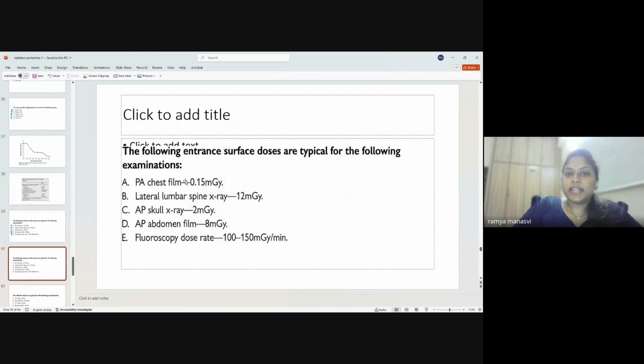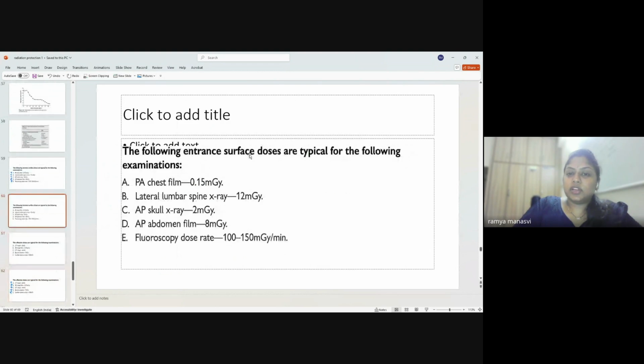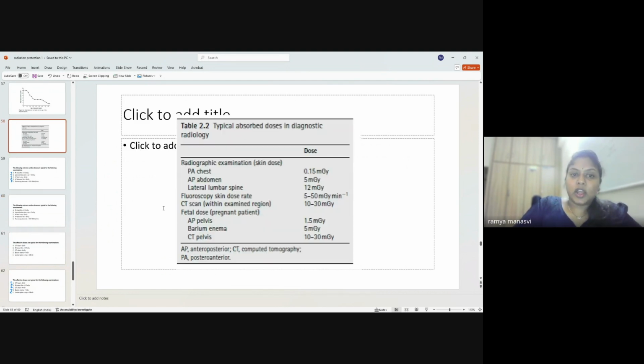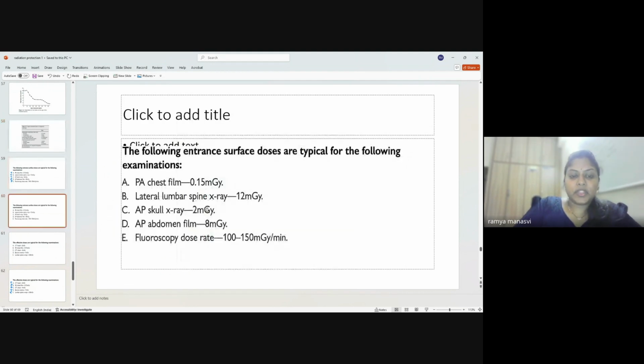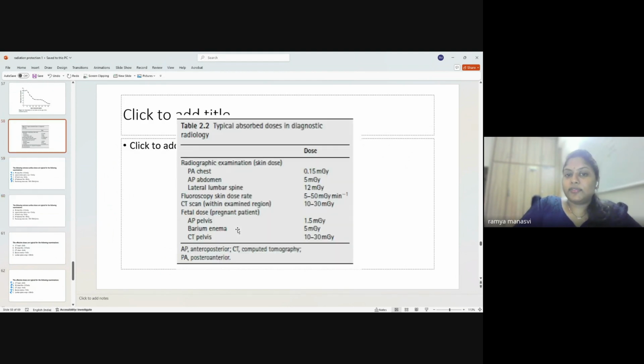So the following entrance surface doses are typical for the following examinations. PA chest film 0.15 milligray, true. Lateral lumbar spine 12 milligray, true. AP skull X-ray is 2 milligray, it's true. AP abdomen film is 8 milligray, no. AP abdomen, it is 5 milligray. Fluoroscopy dose rate is 100 to 150 milligray, no. Fluoroscopy, it is 5 to 50 only.